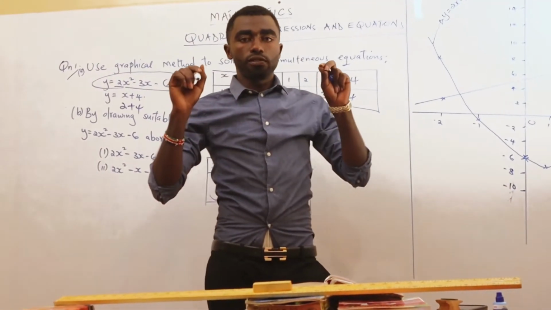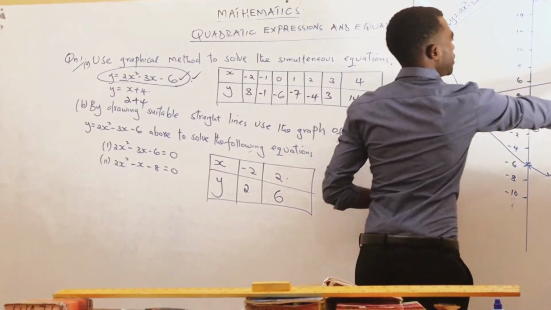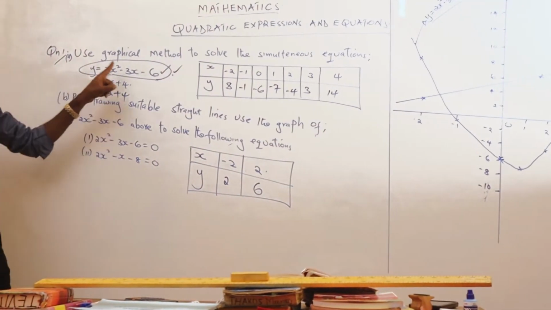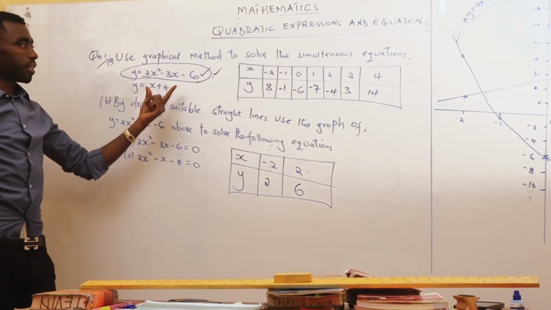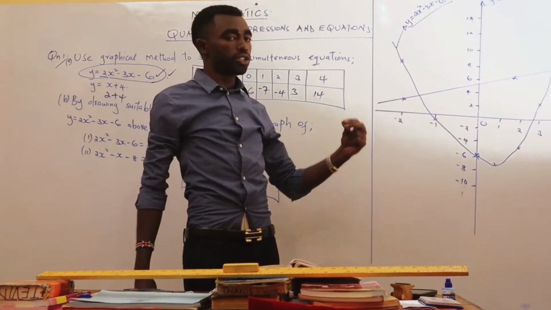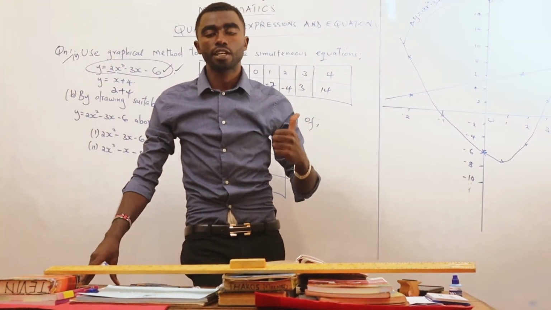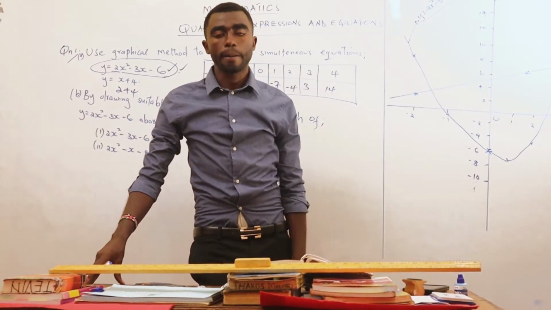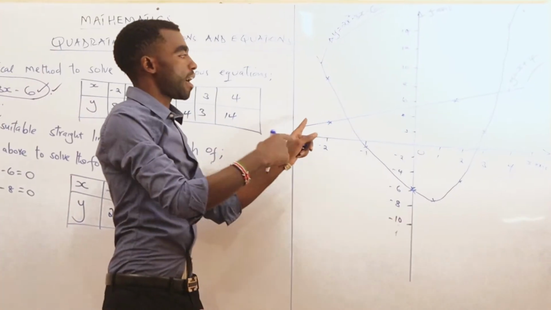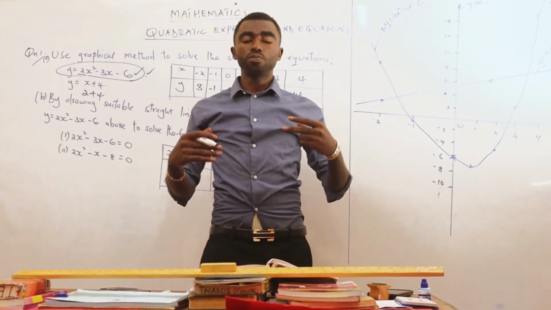So you have to solve these two simultaneous equations, this equation and this equation as they are given here. Use the graphical method to solve the simultaneous equations. What you usually do is that the solution of those two simultaneous equations is at the point of intersection of the curve and the straight line, right? Where the straight line cuts the curve, that is the solution of our simultaneous equations. In other words, those will be the values of x.